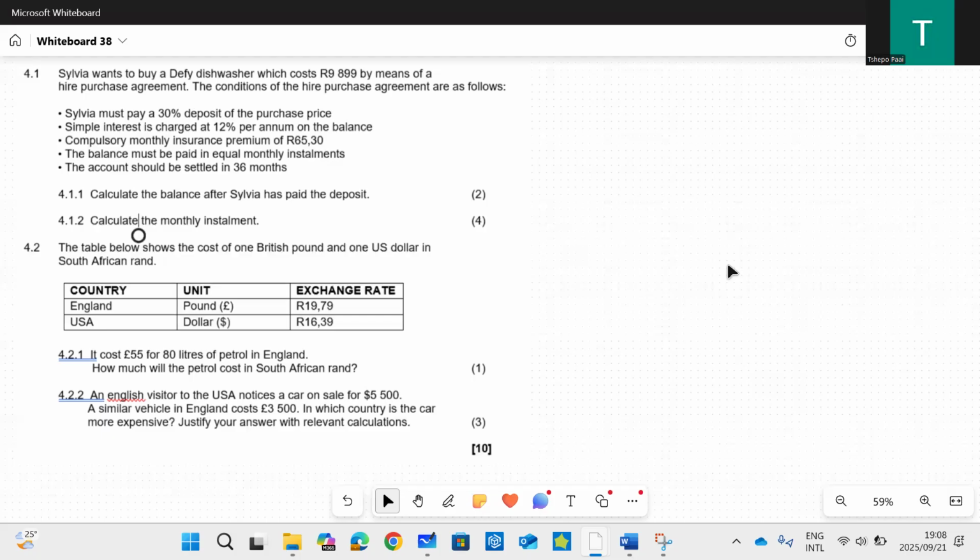Now, starting with this question, let us go to the first bullet. Sylvia must pay a 30% deposit of the purchase price. Remember, the purchase price is 9,899. It means we must calculate 30% of 9,899. That will be the deposit of Sylvia. Now, working on the deposit, let me just get a pen here.